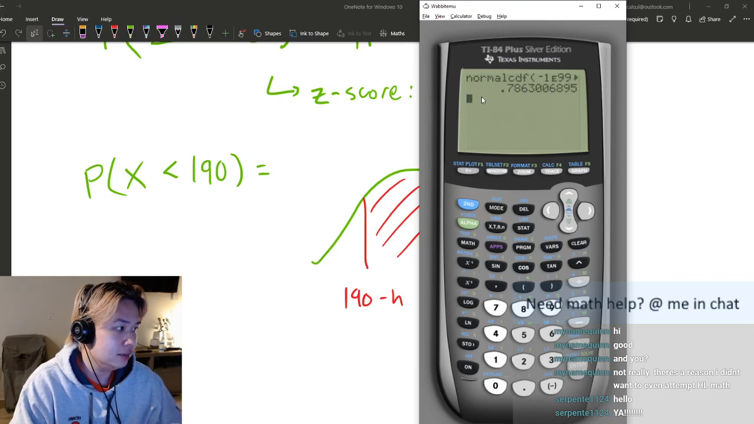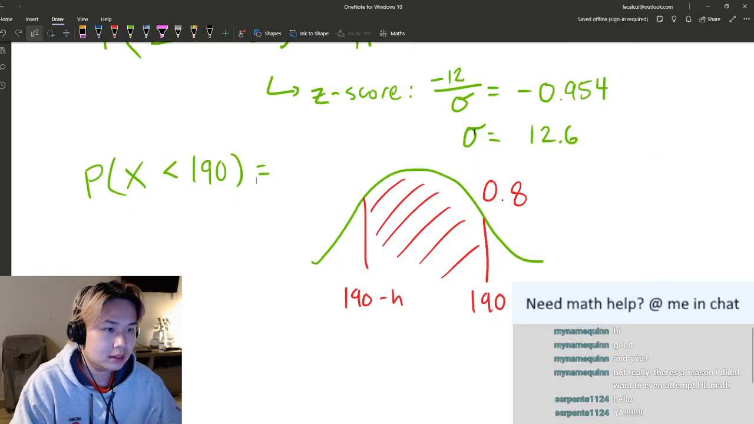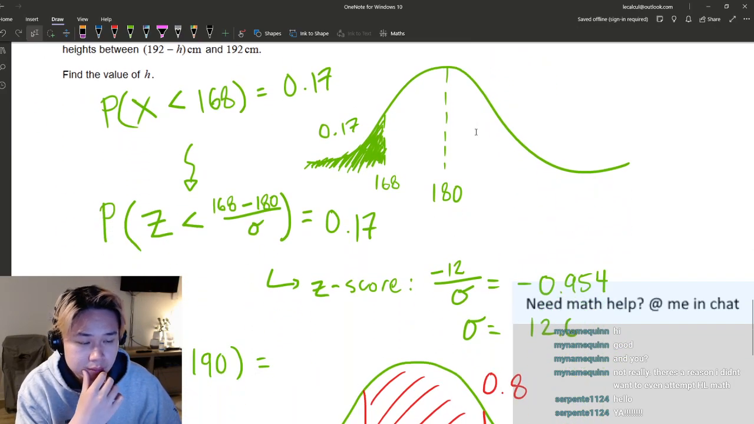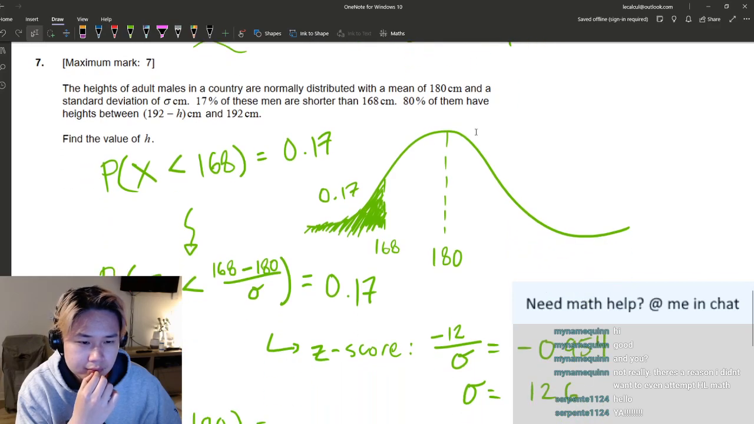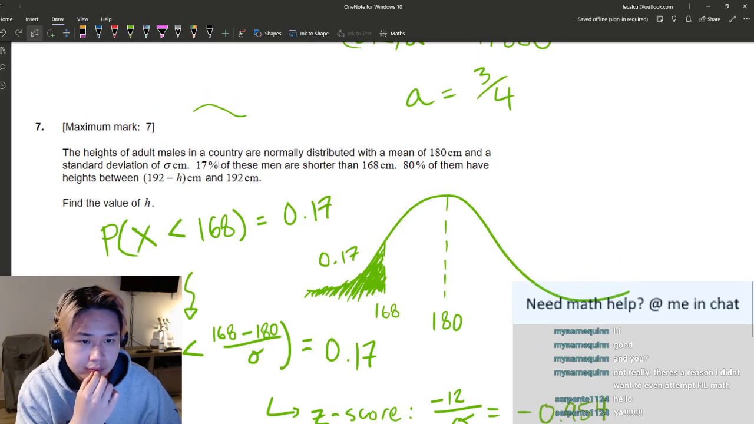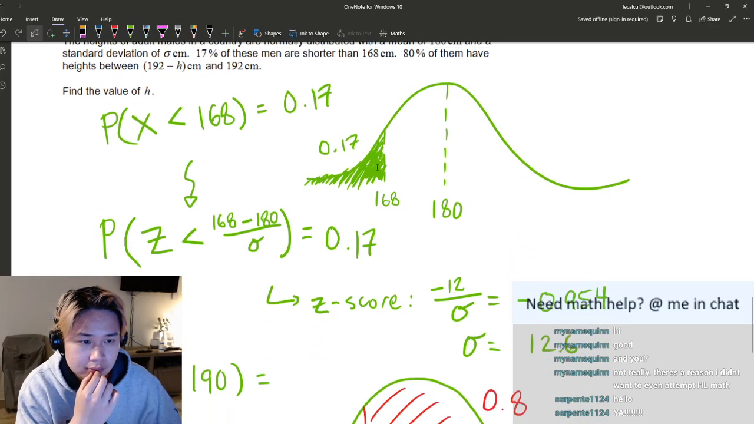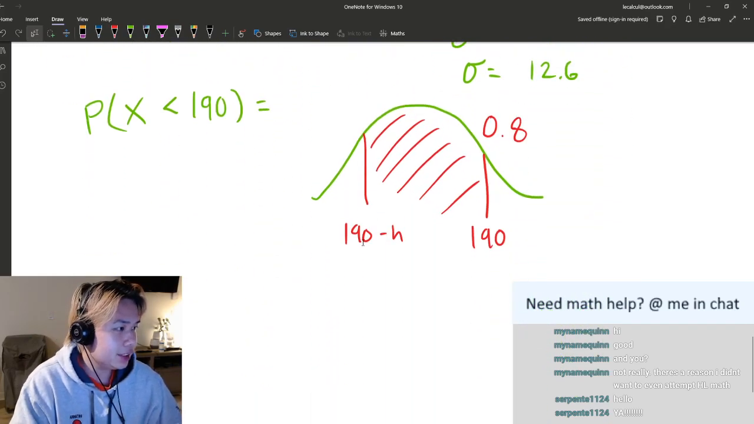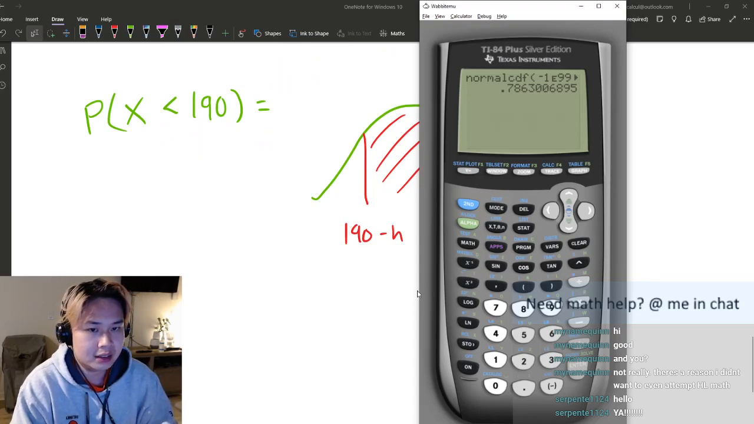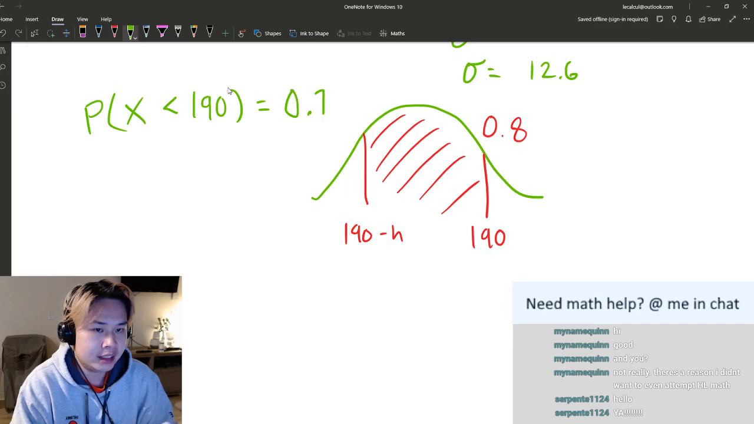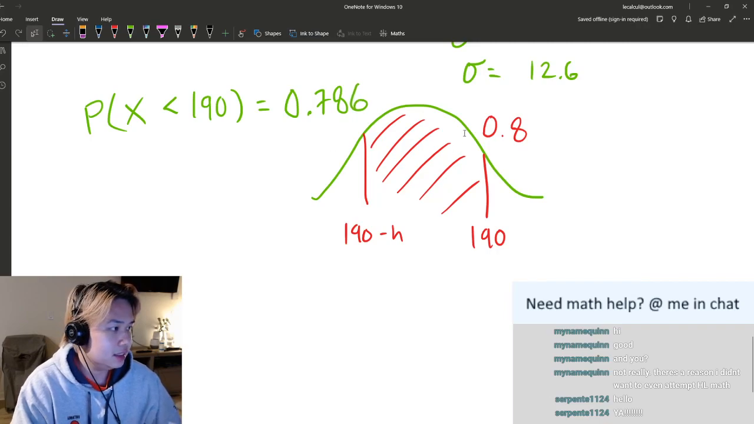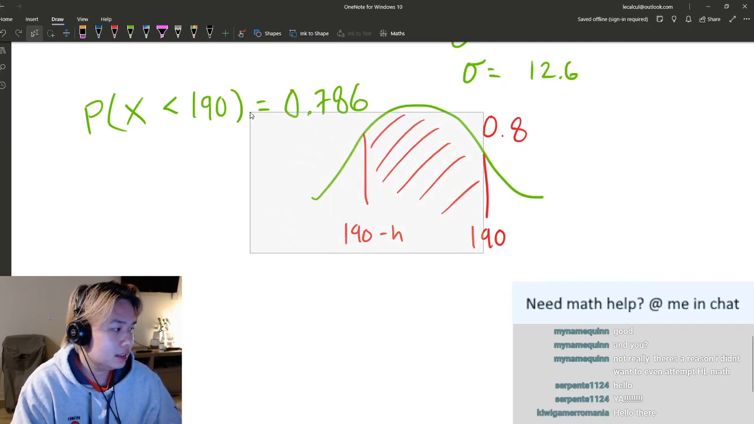So that is 78%. Uh-oh. I guess I messed up somewhere. Let's see. So apparently, this area is 0.786, which doesn't make sense because that's less than 0.8.